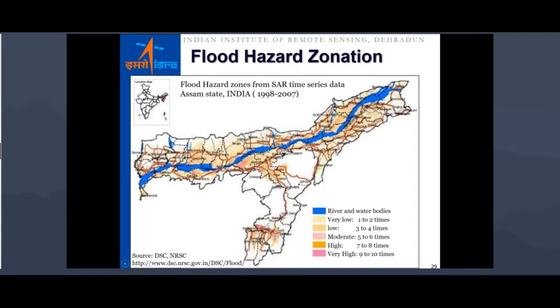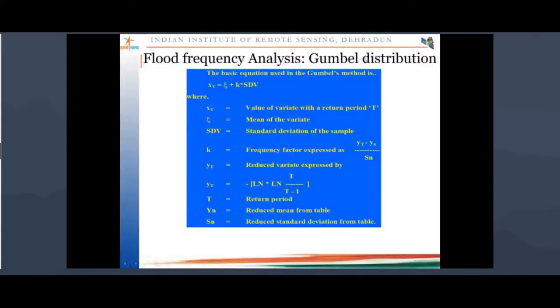Another way is flood frequency analysis. So what is this? A little mathematics is required in that. We have used the Gumbel distribution. Those who are from a civil engineering or agricultural engineering background understand what the Gumbel distribution is. Basically, this is used for the extreme value approach, and in India we generally use it for floods. And this says XT is equal to X-bar plus K sigma, where X-bar is the mean of the variate, K is the frequency factor, and sigma is the standard deviation.